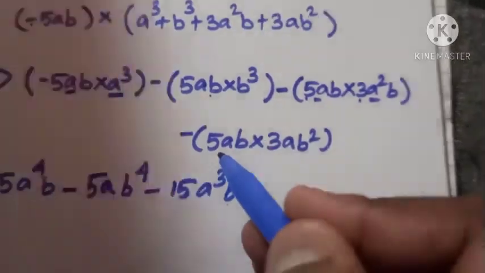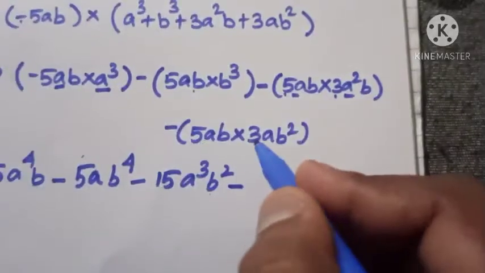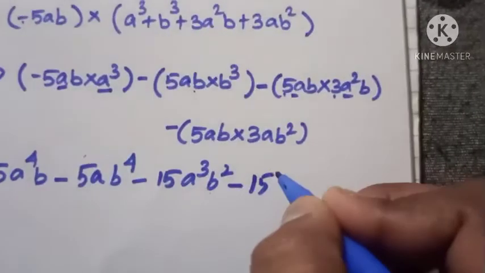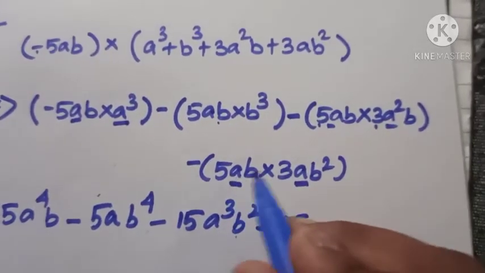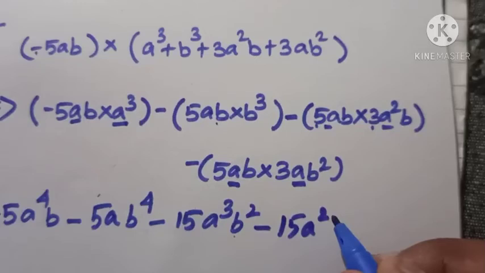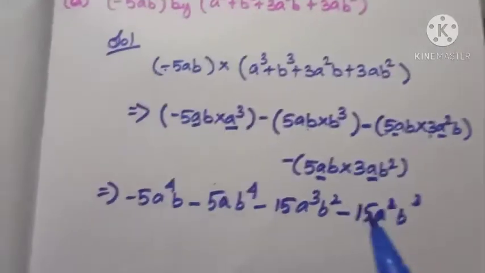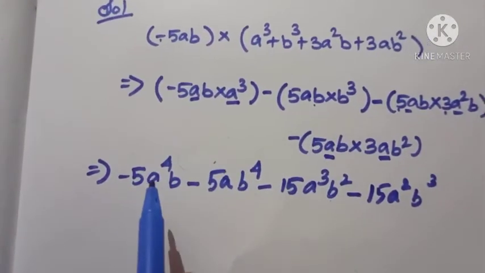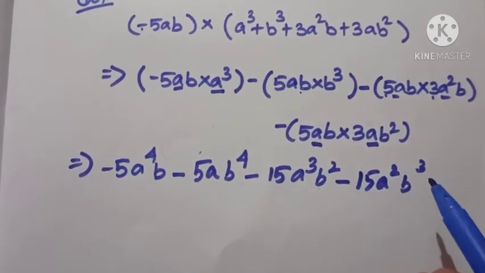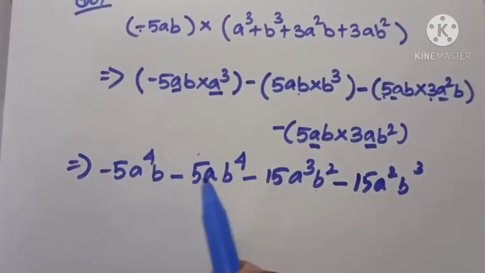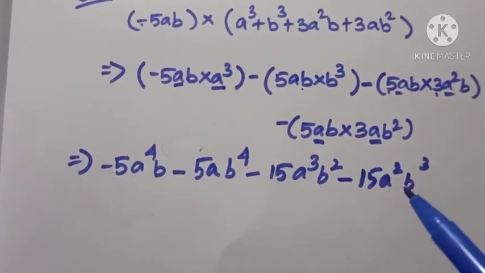So now we multiply this minus, so we multiply the numbers 5 into 3, 15. Now we compare the variables, so a to the power 1 and a to the power 1 give a to the power 2, and b to the power 1 and b to the power 2 give b to the power 3. So now we need to compare everything. a to the power 4, there is no variable with a to the power 4. b power 1, so there is no variable. So all the values are unlike terms.